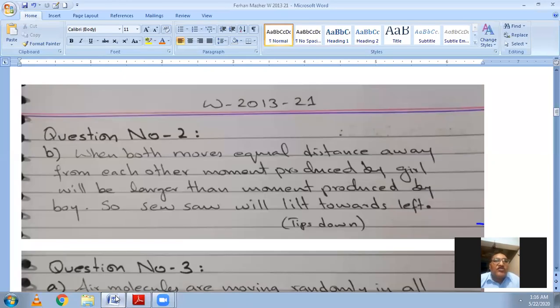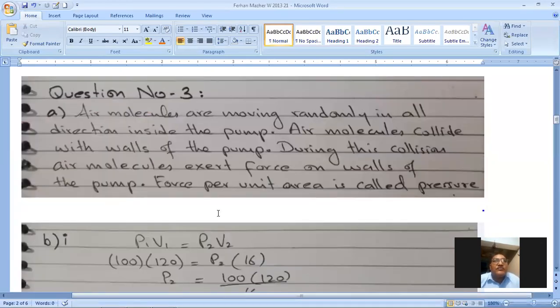It's a 2-mark question. I have written the answer. Let me show you. Question number 3 is on your screen. Air molecules are moving randomly in all directions inside the pump. Air molecules collide with walls of the pump. During this collision, air molecules exert force on walls of the pump. Force per unit area is called pressure. So this force which is exerted by the air molecules during the collision causes that pressure. So I hope that this idea is clear to you.